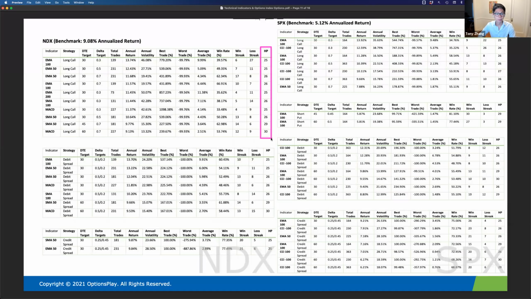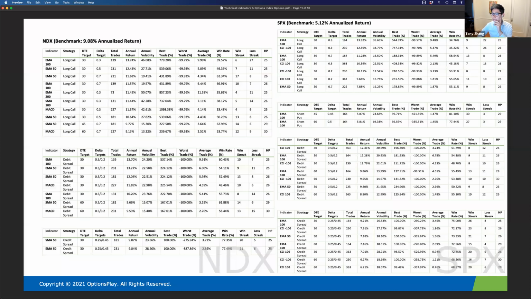HP is the average holding period, because the target is 30 days, but you don't always find exactly 30-day options. So the HP refers to the actual holding period that we were able to collect on these types of strategies.